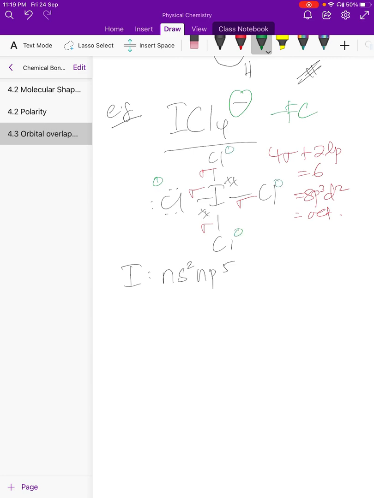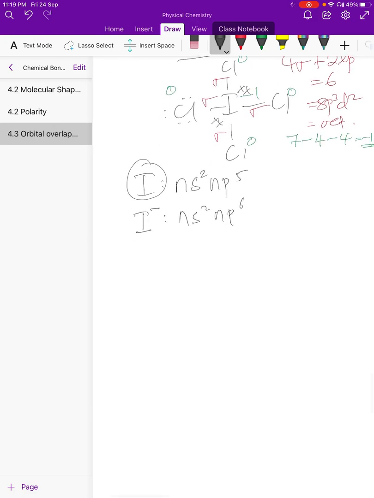Later you calculate. For iodine it is 7 minus 4 minus 4. That is negative 1. So now my iodine has a charge of negative 1. That means I cannot use iodine. I must move to iodine negative. If iodine negative, then ns2 and np6. Now my working is based on I negative, not I.